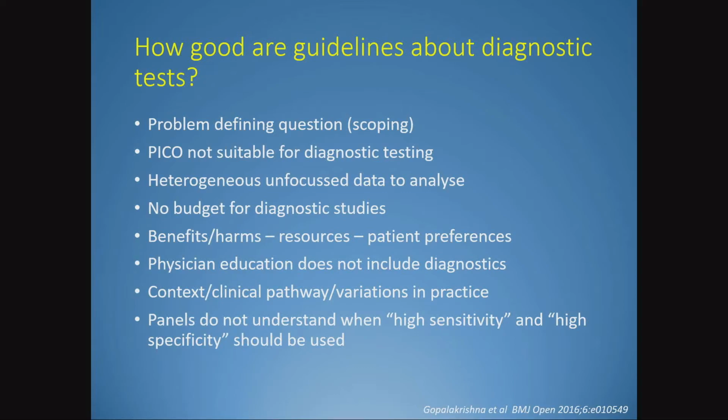The data was all confused, i.e. it was poor quality. We all know there's no budget for doing diagnostic tests, so there aren't very many diagnostic studies. The harms, resources, and patient preference haven't been looked at. Physician education, we know how much we teach our medical students in our own hospitals about diagnostics, which is pretty much close to zero. And the worst thing about it was the panels who were involved in signing off the guidelines didn't know what sensitivity and specificity meant either. So it means that we've got a real problem, I think, in terms of trying to get the concept of guidelines and diagnosis and some sort of science built into it.